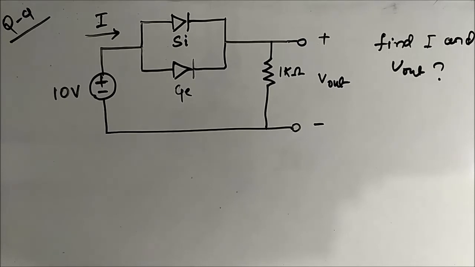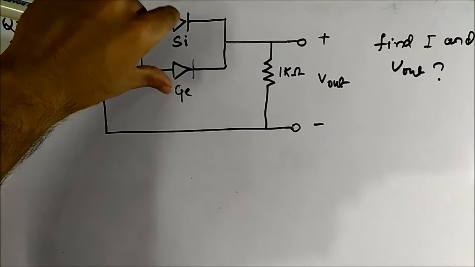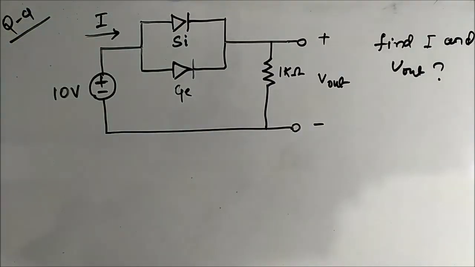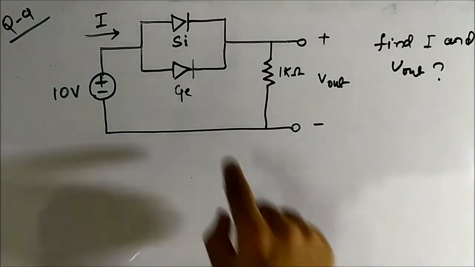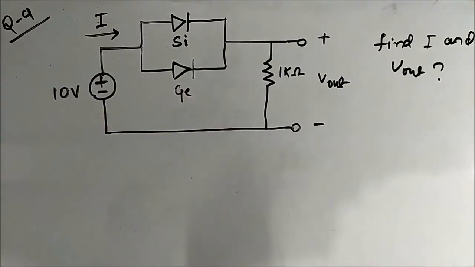Hello friends, this is the 9th question that we are going to discuss related to diode connected circuits. This circuit is a very interesting one. Why is it interesting? Because it consists of two different diodes. They are p-n junction diodes, but one is a silicon diode, and the other one is germanium.